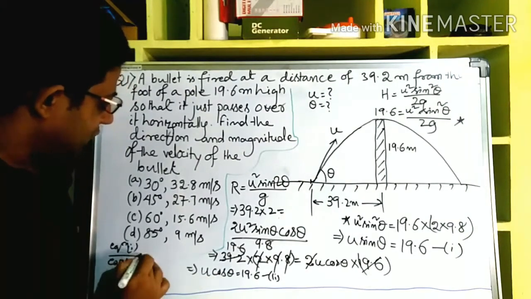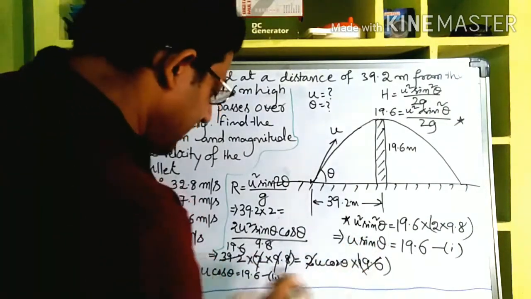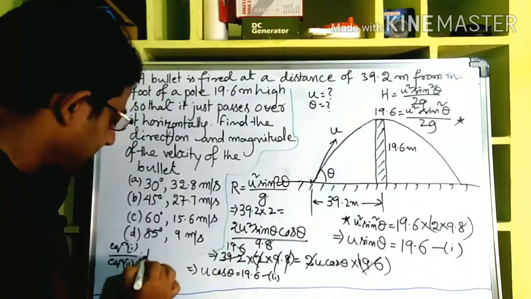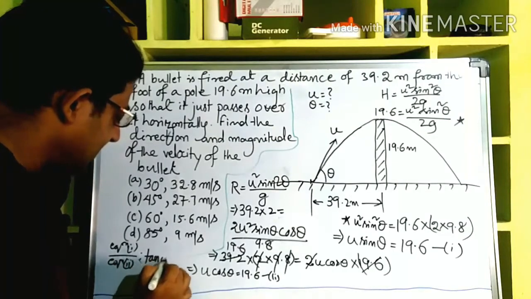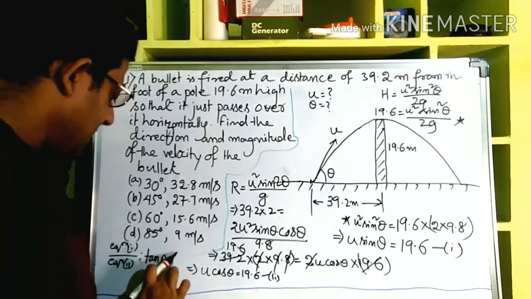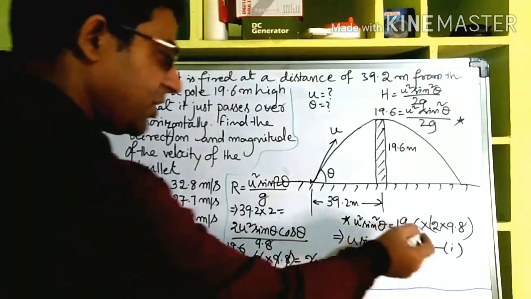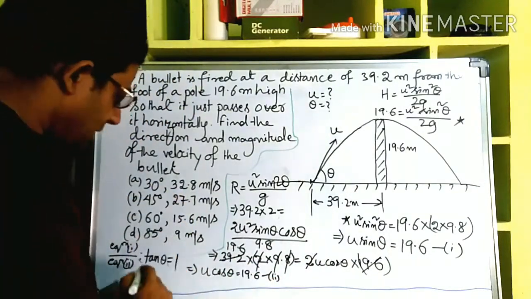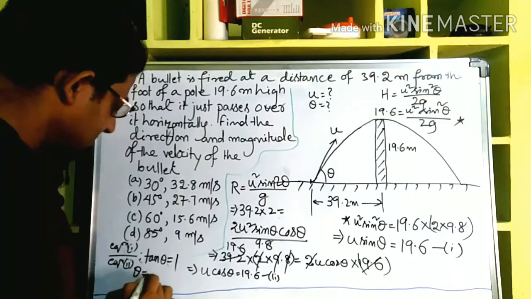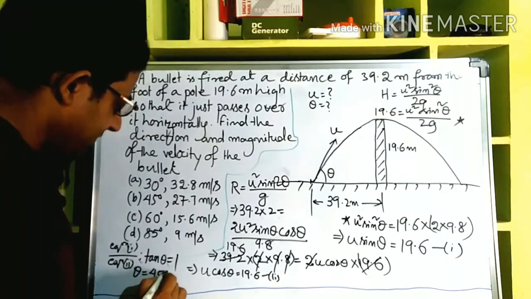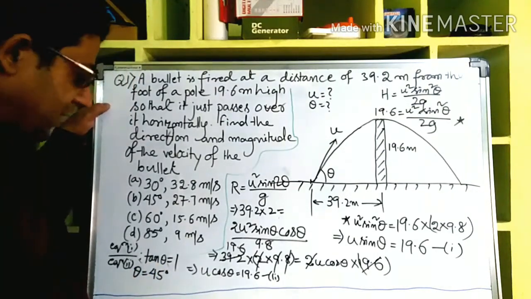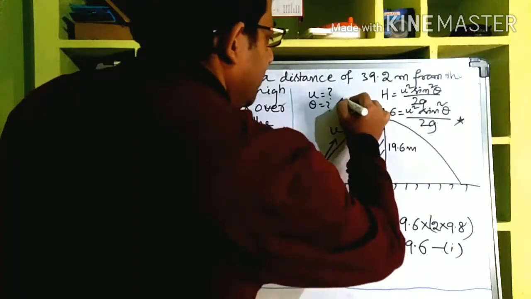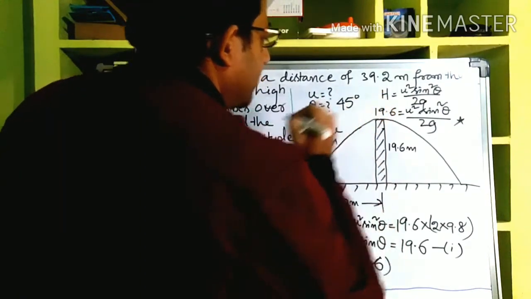That is what you are getting, u sine theta by u cos theta. U got cancelled, sine theta by cos theta is tan theta. Tan theta is equal to 19.6 by 19.6, that's 1. And when tan theta is equal to 1, you know theta is equal to 45 degree, right? Tan 45 is equal to 1, you know that. So theta is equal to 45 degree. So one answer we got, theta is equal to 45 degree.